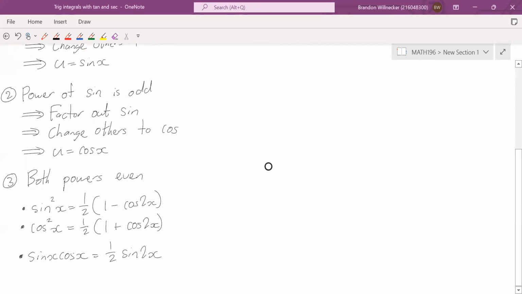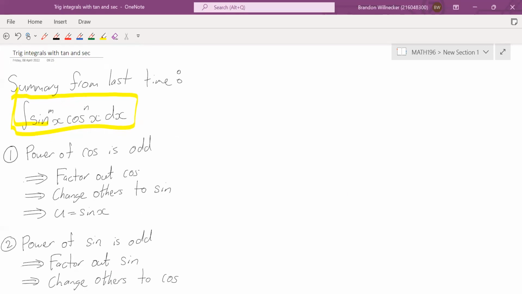Okay, and we looked at the last case if both powers were even, and we saw that if sine had an even power, like sine squared, we could change it to something involving cos. Remember, sine comes with the minus sign, and cos comes with the plus sign. And then we also saw this other helpful identity, sine x times cos x is 1/2 sine 2x. So that's if both powers are even. Now we're going to look at the integrals involving tan and sec.